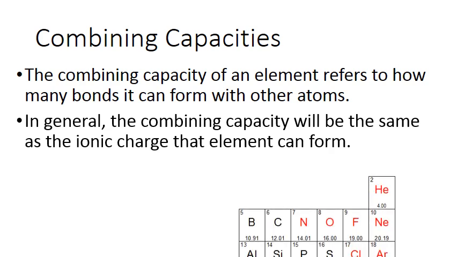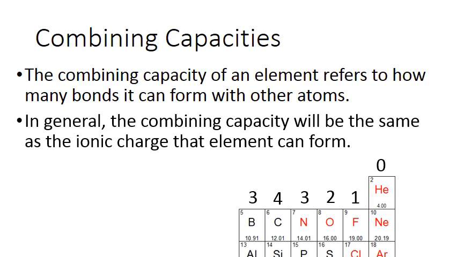So if we're just looking over here at the nonmetals, we'll start off with boron. Boron can form 3 bonds. Carbon, although it can't form an ion, will form bonds, and it can form 4 bonds. Nitrogen can form 3, oxygen 2, fluorine 1, and then helium can form none.